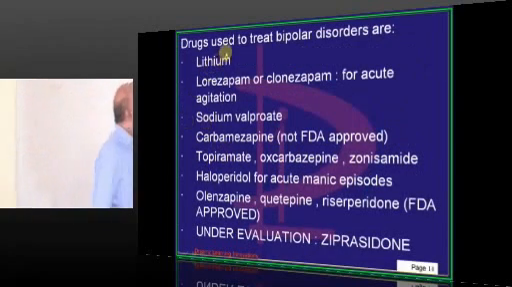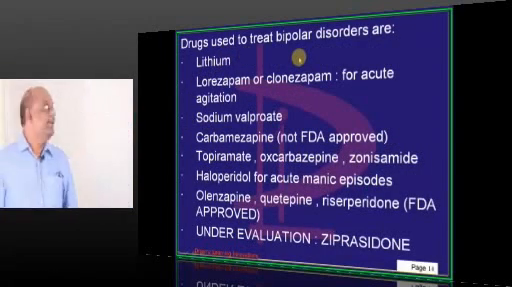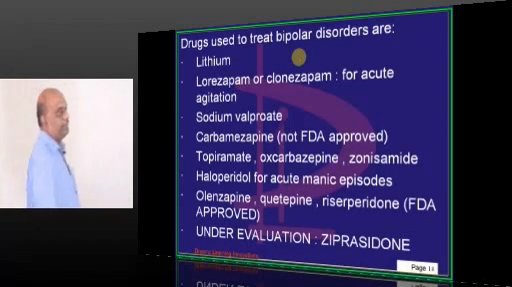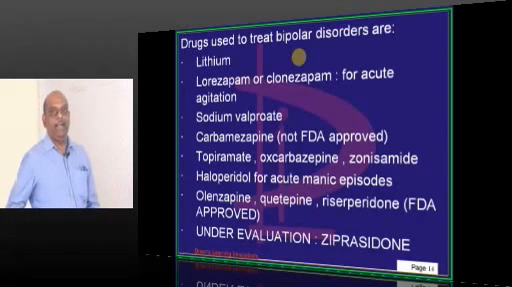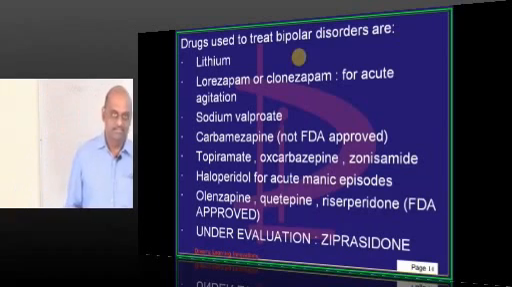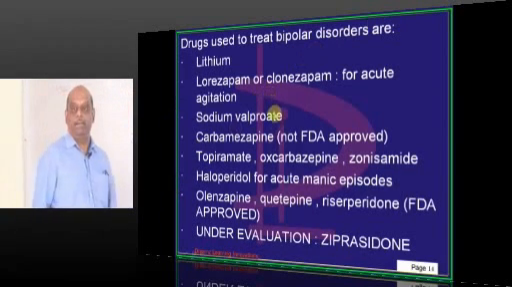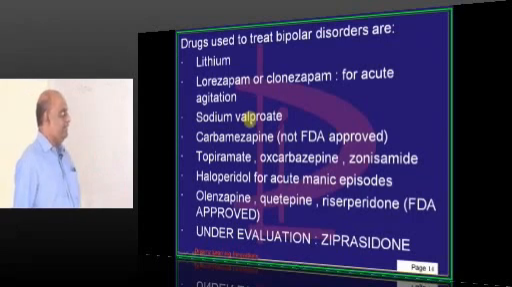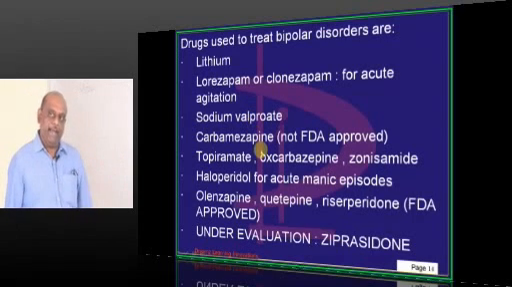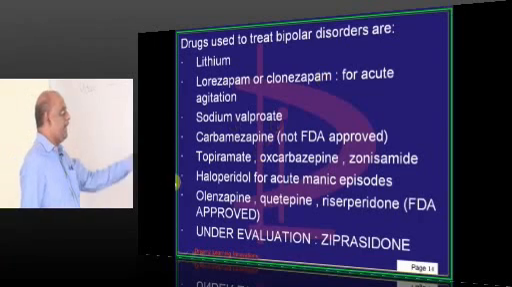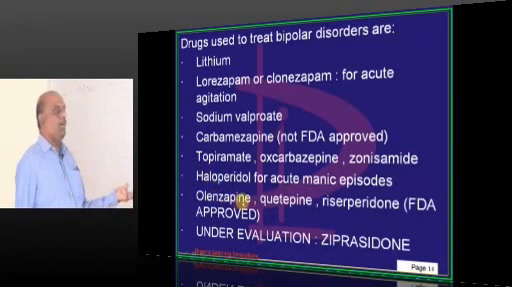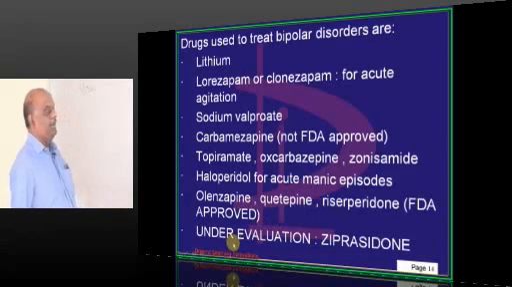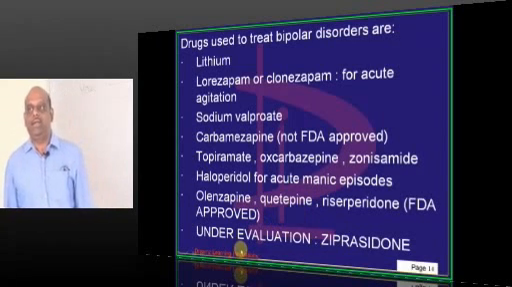So what are the drugs used to treat bipolar disorders? Lithium, lorazepam or clonazepam. They can be used whenever a manic patient is acutely agitated. Then lorazepam, clonazepam. Then sodium valproate is given. Carbamazepine is not FDA approved, but is still an off-label indication. Then topiramate, zonisamide, haloperidol, and you can also give olanzapine, quetiapine, risperidone. These are the various things that you can give.